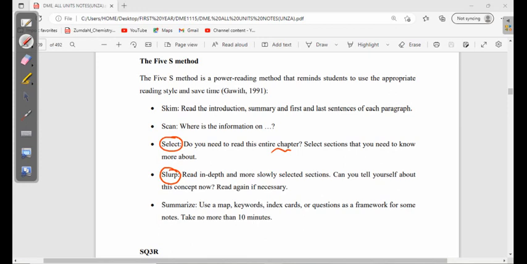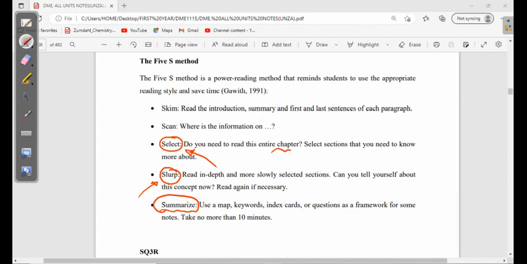And then after reading the entire thing, you need to summarize what you've read. So use a map or even keywords, index cards, or a question as a framework for some notes. Take no more than 10 minutes. You just get to summarize what you've just read. So that is skim, scan, select, slap, summarize.